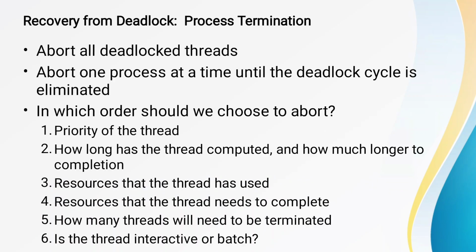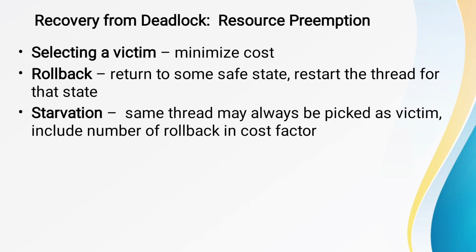Then process termination in recovery from deadlock. Abort all deadlocked threads, or abort one thread at a time until the deadlock cycle is eliminated. In which order should we choose to abort? The priority of the thread, how long the thread has computed and how much longer to completion, resources that the thread has used, resources that the thread needs to complete, how many threads will need to be terminated, and whether the thread is interactive or batch.